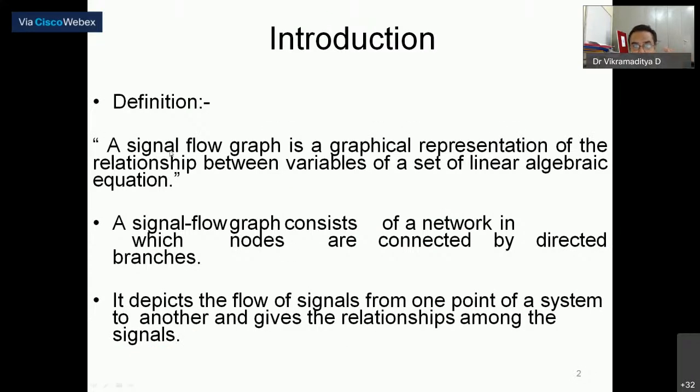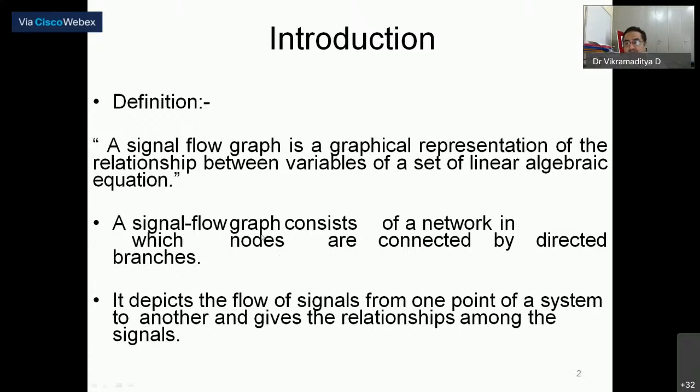So it is a graphical representation. You have to keep in mind first of all that it gives the relationship between variables of a set of linear algebraic equations. What are the variables involved in it? So it establishes a relationship between them through a graph, not by equation. The equation is there, but from that equation we draw the graph that depicts that yes, it is establishing a relation between the variables.